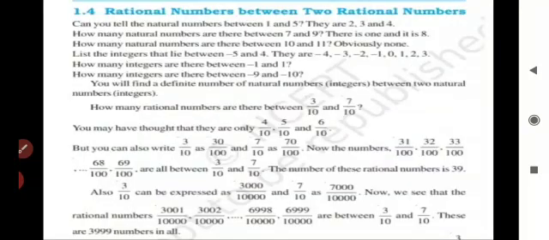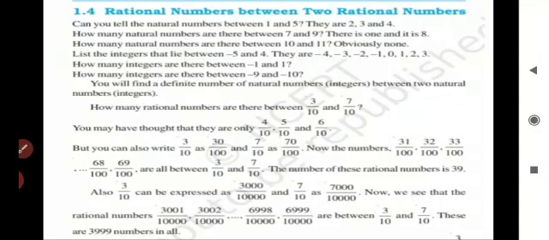Rational numbers between two rational numbers. Can you tell the natural numbers between 1 and 5? They are 2, 3 and 4. How many natural numbers are there between 7 and 9? Yes, it is 8 only. How many natural numbers are there between 10 and 11? Obviously none.